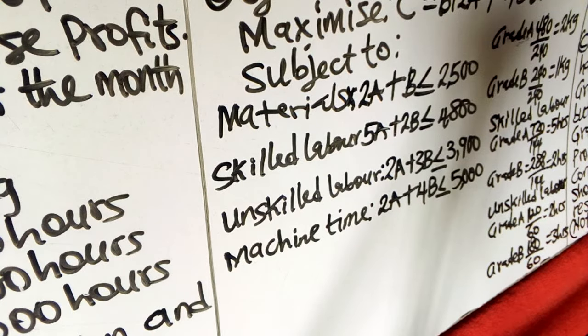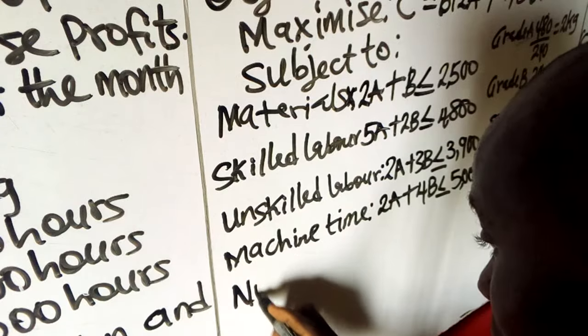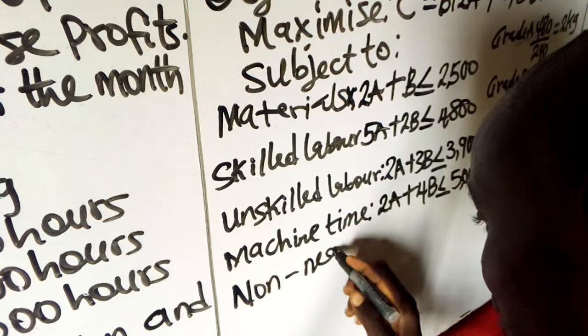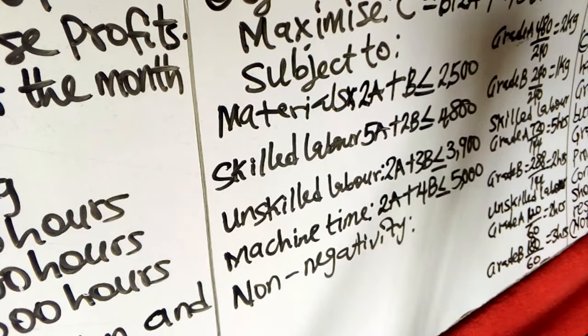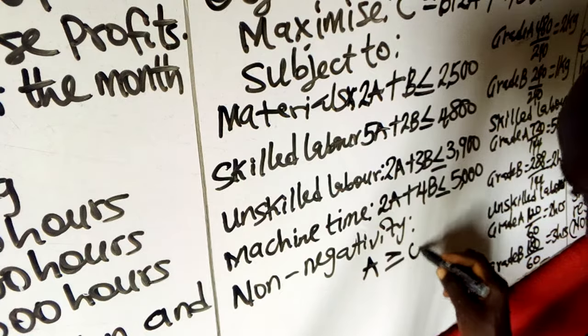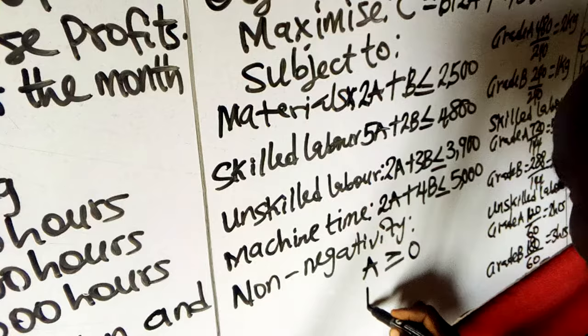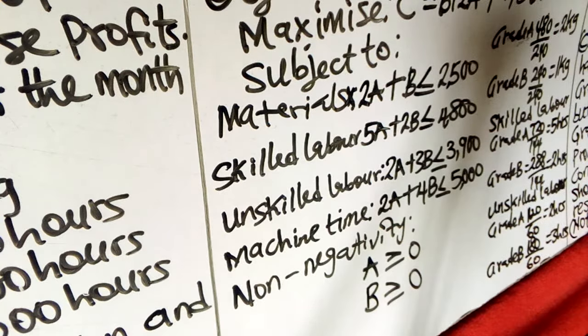These are our constraints. After the constraints, the next thing is the non-negativity. I told you it's not possible to produce a negative product. So that means for your non-negativity, A must always be greater than or equal to 0, then B, grade B, greater than or equal to 0. That is all about that.